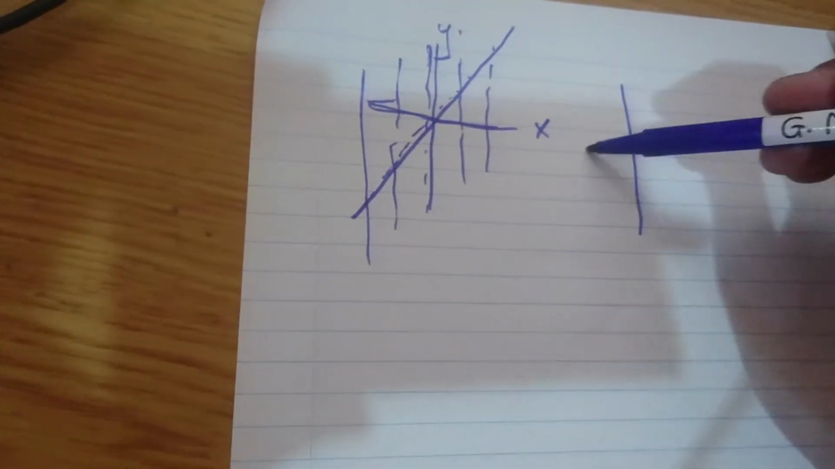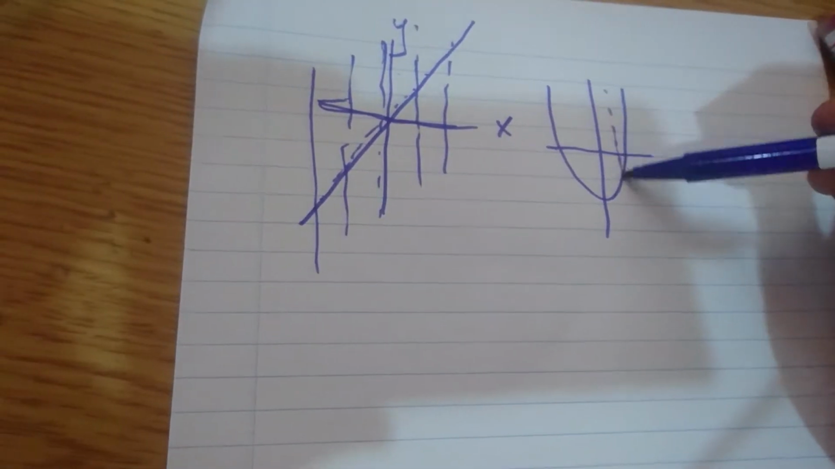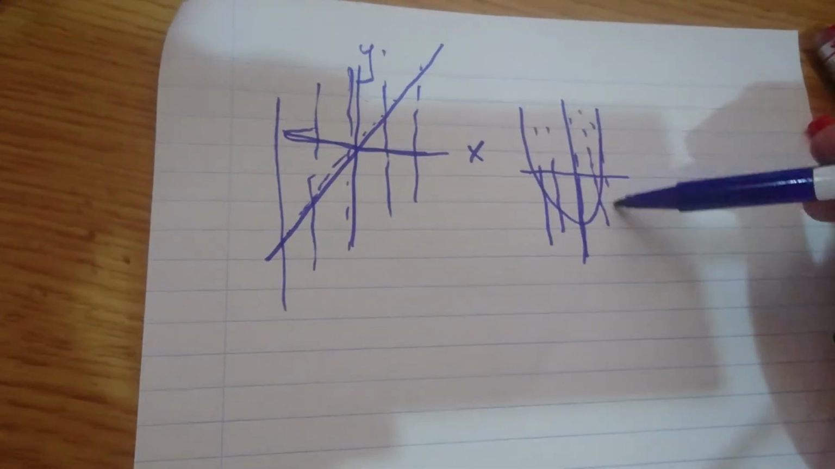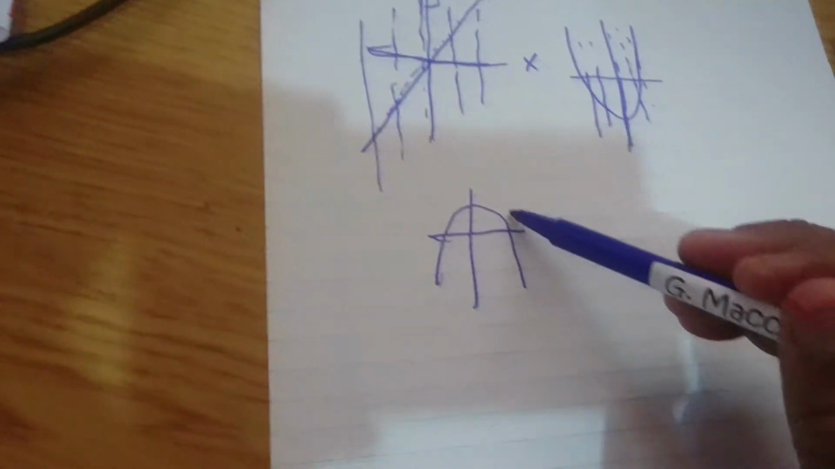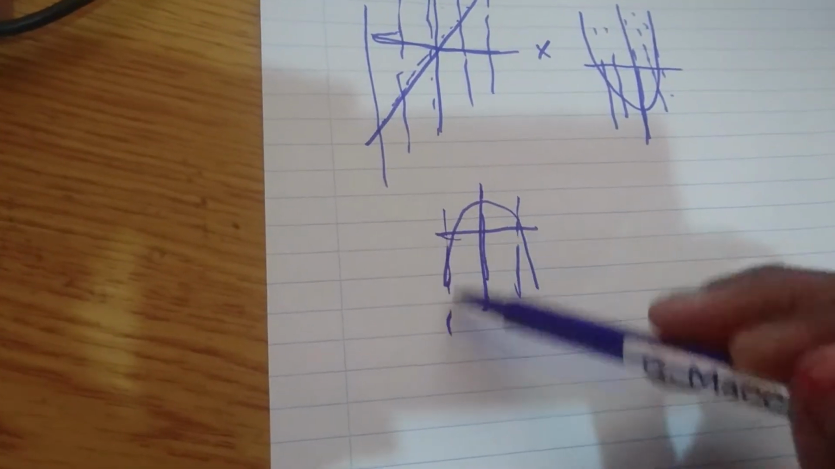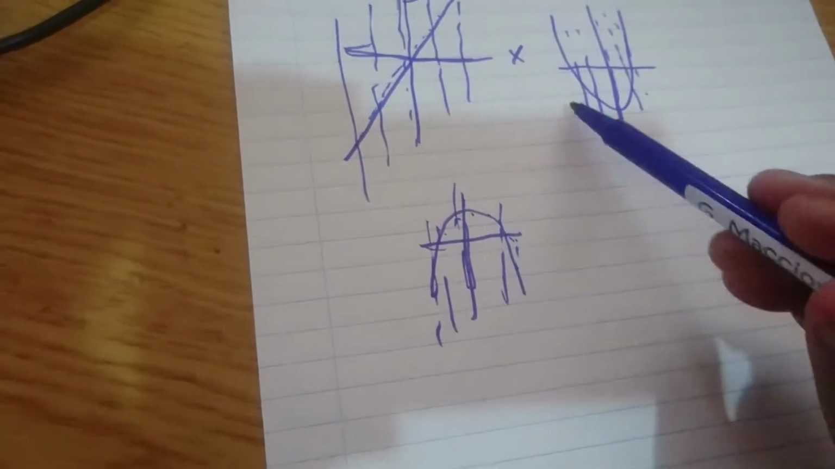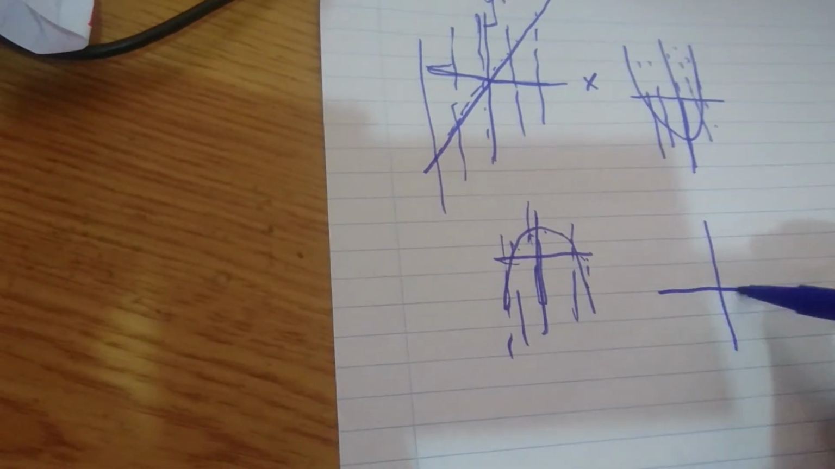What about this one? Is this a function? Yes, it is. Why? Because if I draw my vertical line, it cuts the graph once at every point. What about this one? Yes, it is, because if I draw a vertical line, it cuts once, at every point. So yes, it's a function. So all these are functions. What about this one now?